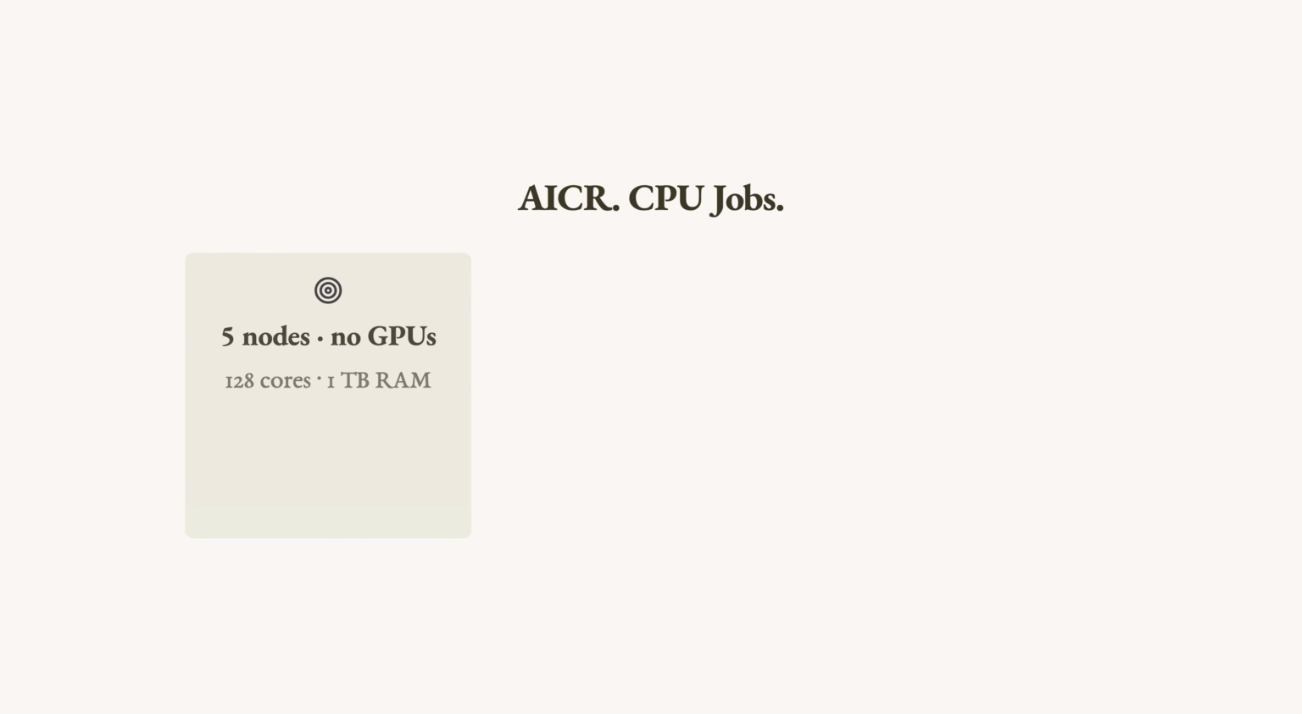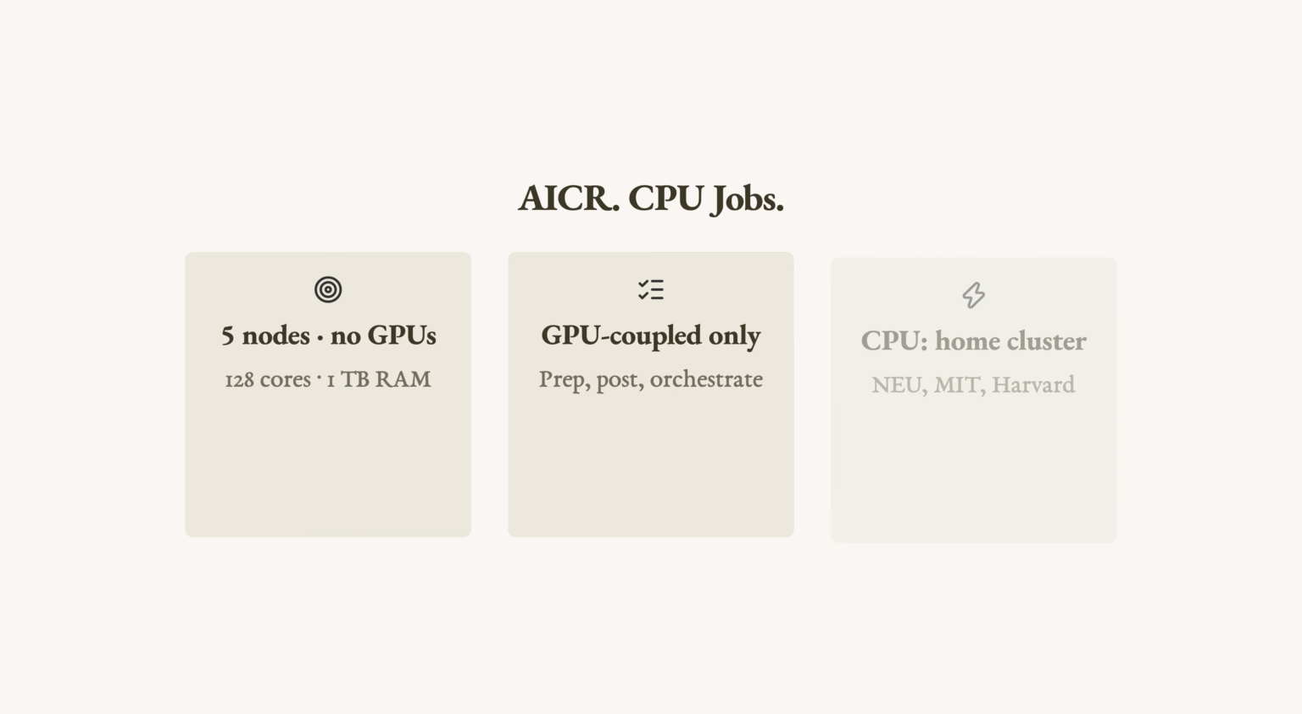The CPU partition is a small safety valve: 5 high-memory nodes for work that has to happen on AICR because it is tightly coupled to your GPU jobs. For processing your training data, post-processing results, running orchestration pipelines that launch GPU jobs. It is not a replacement for your home institution's compute cluster. The design decision matters. If you are submitting CPU jobs that have nothing to do with GPU workloads on AICR, you are using the wrong resource.